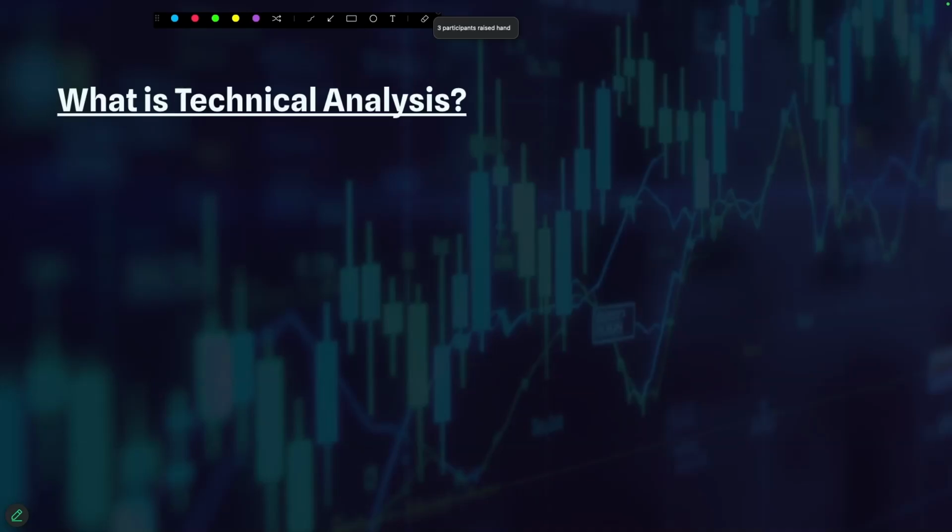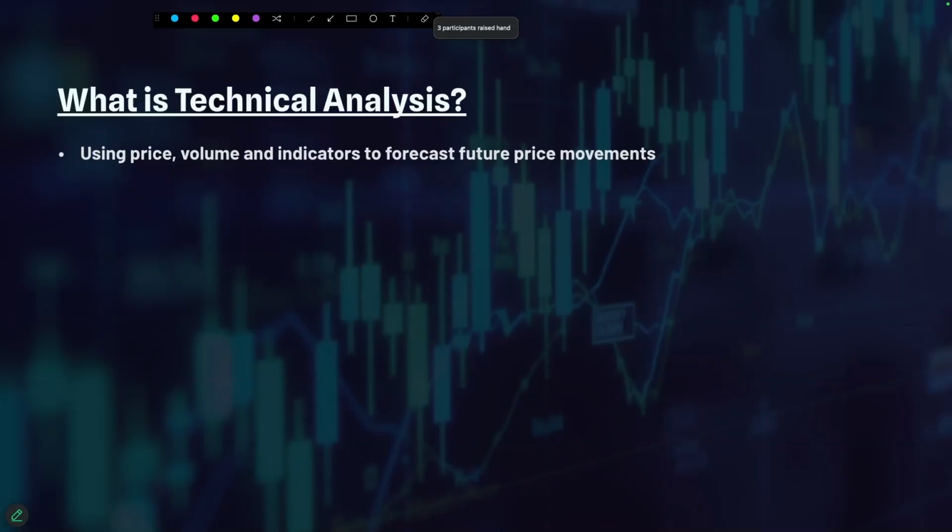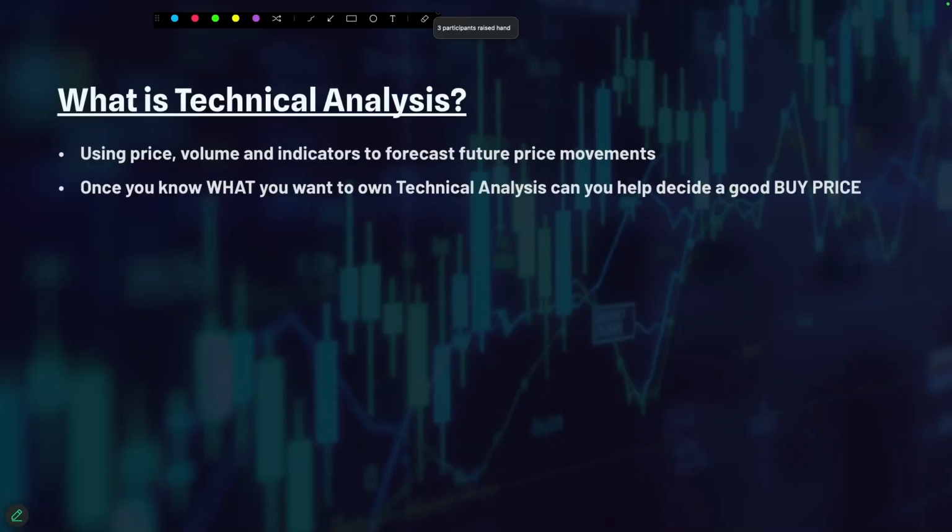So what is technical analysis? Just to give you a little better insight into that. In technical analysis, we're using price, volume, in some cases indicators, that will help us forecast future potential price movements. And of course, none of us have a crystal ball. So this is an analysis that's giving us a best guess of potential future movements. Of course, there's no guarantees.